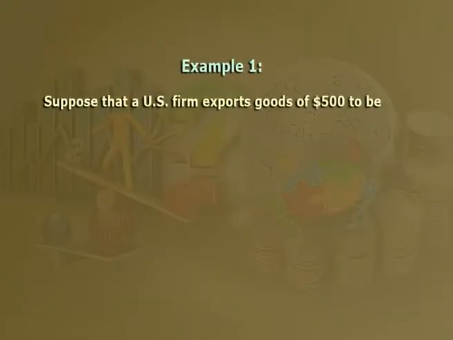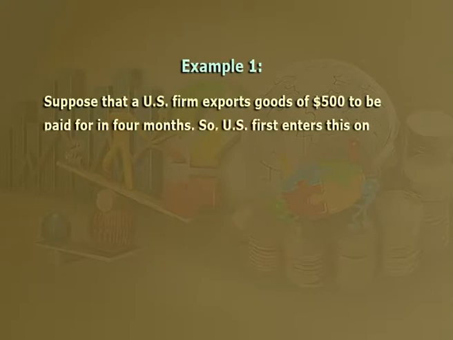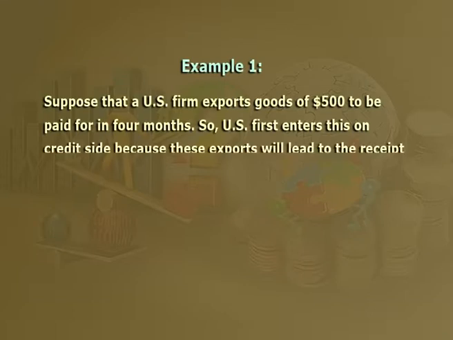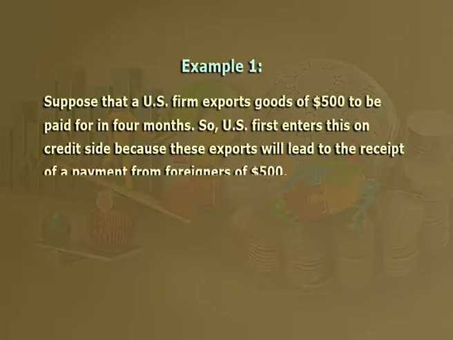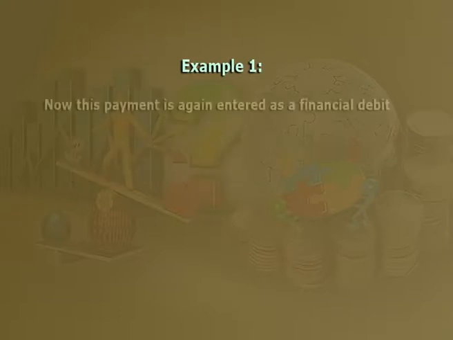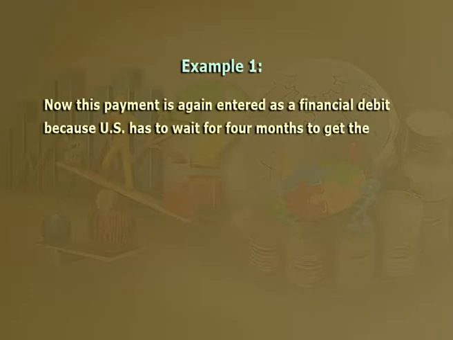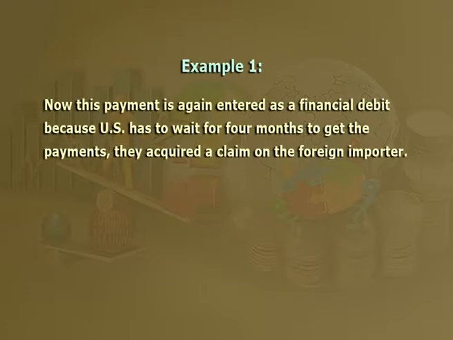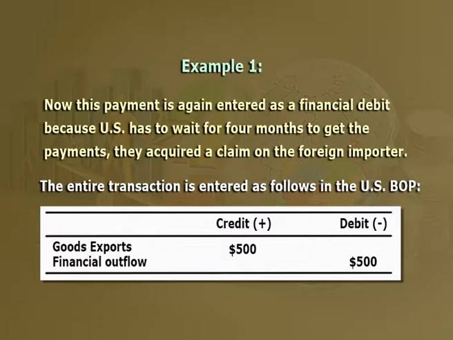Taking the first example, suppose that a US firm exports goods of $500 to be paid for in 4 months. The US first enters this on the credit side because these exports will lead to the receipt of a payment from foreigners of $500. Now this is also entered as a financial debit because the US has to wait for 4 months to get the payment. They acquired a claim on the foreign importer. The entire transaction is entered as follows in the US balance of payments.